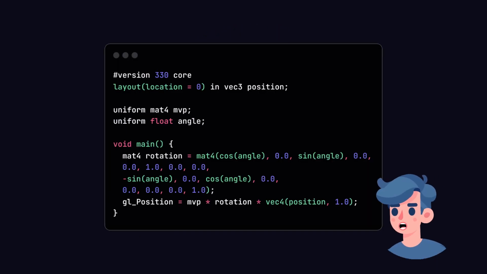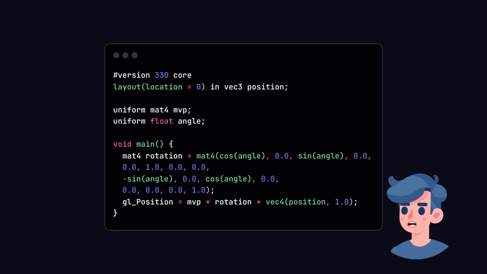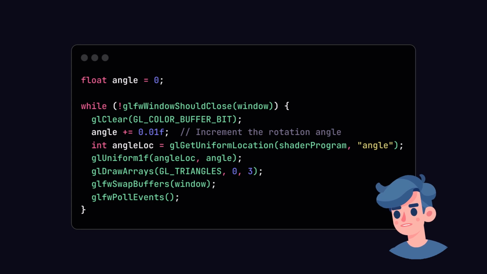Next, let's extend our shaders to incorporate a uniform transformation to manipulate our triangle. We will implement a simple rotation for demonstration. First, we need to add a rotation matrix to our vertex shader. We added a uniform float angle to the vertex shader. This will be used to set the rotation angle.